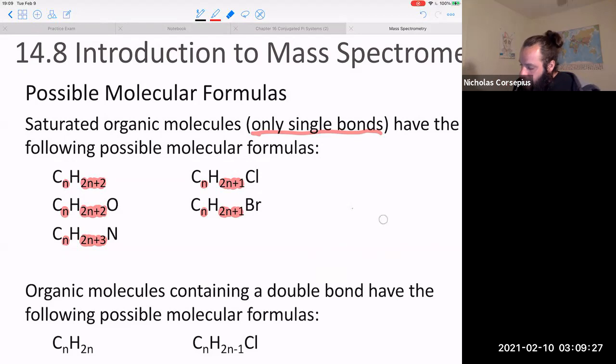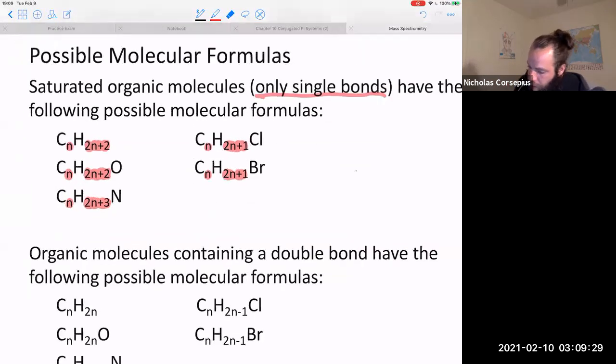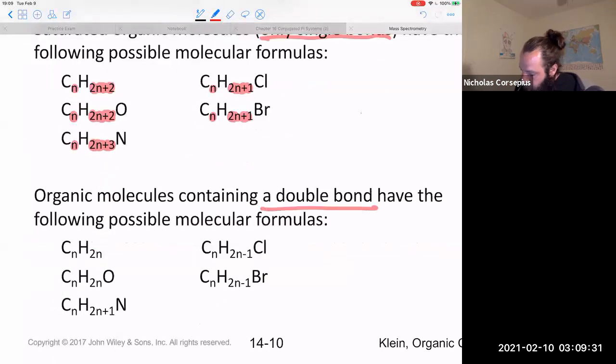And if we do add a degree of unsaturation, meaning we're going to have a molecule that contains a single double bond, that changes things a little bit, because basically we're removing 2 hydrogens from all the above formulas. So now instead of CnH2n+2, it's just CnH2n, CnH2nO, CnH2n+1 with a nitrogen again, because that nitrogen has 3 bonds.